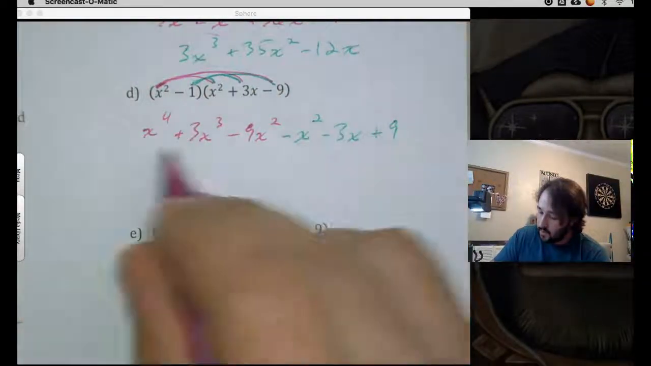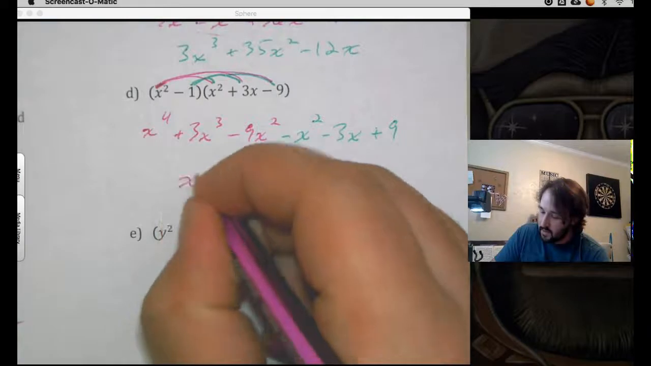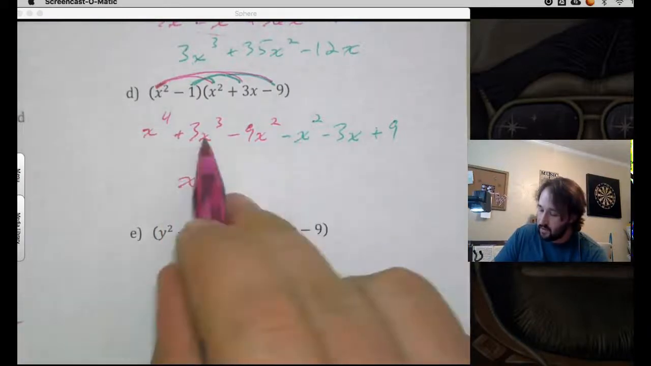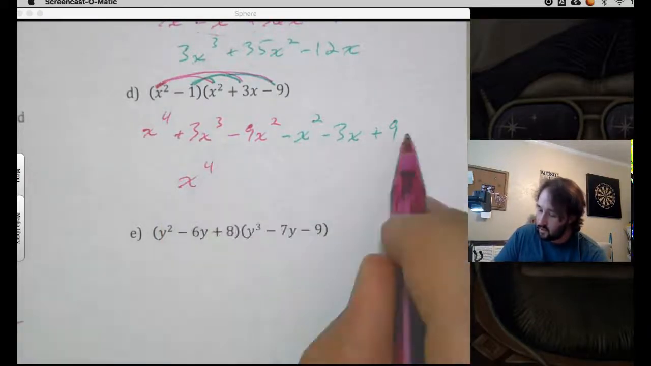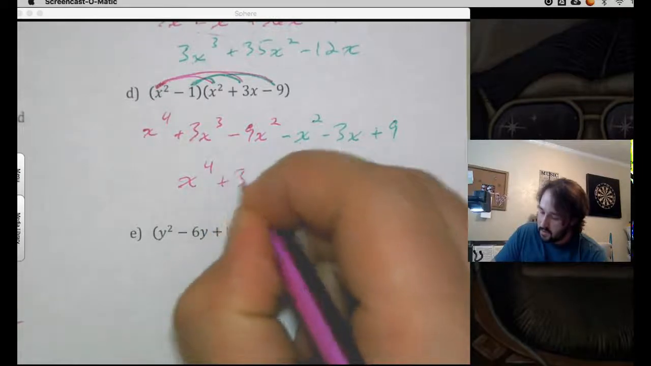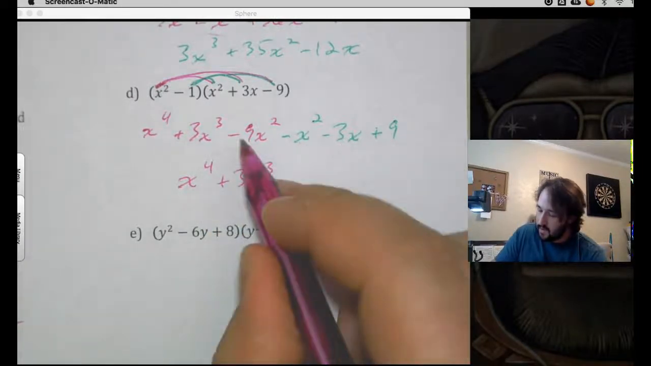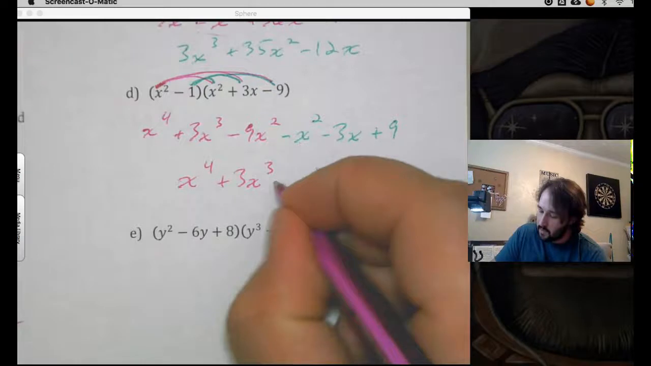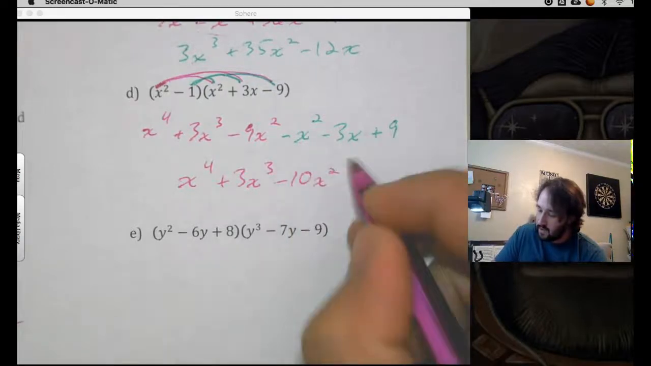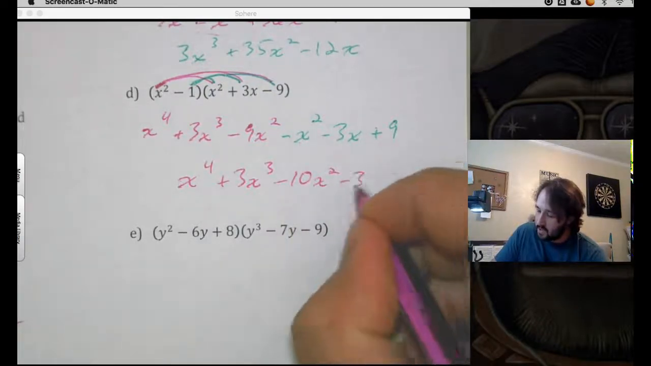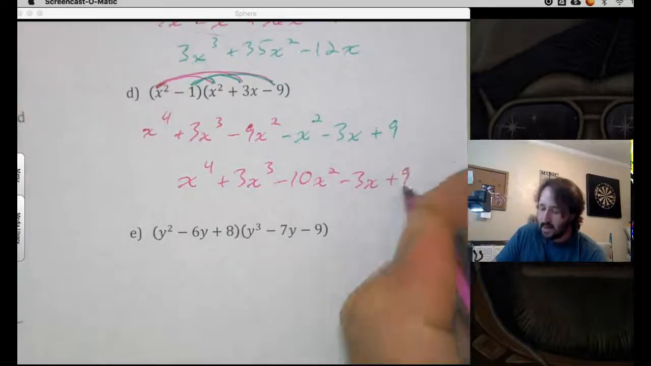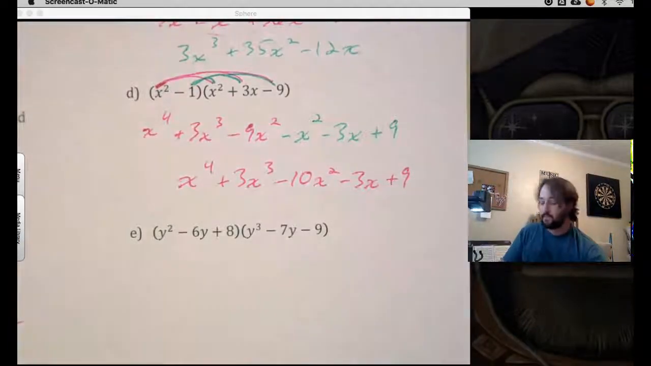So x to the fourth is the only one of its kind, so I'll just say that that is x to the fourth. 3x to the third is the only one of its kind, so I'll say plus 3x to the third. Negative 9x squared and negative x squared make minus 10x squared. Negative 3x is only one of its kind, so negative 3x, and then plus 9. So there it is in standard form.